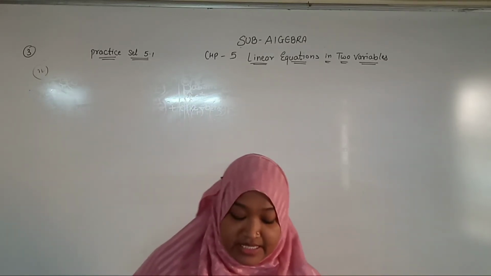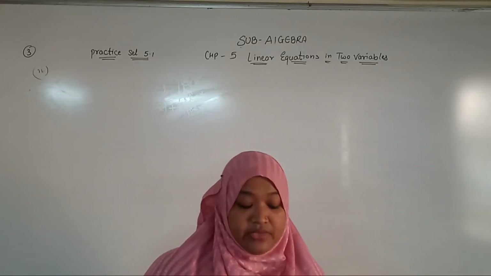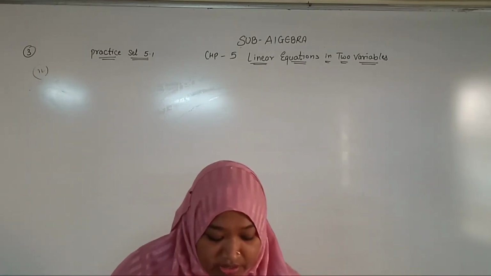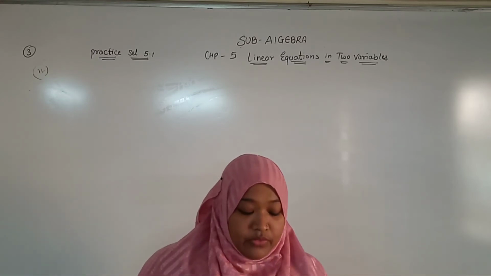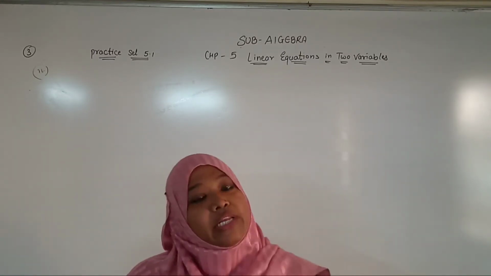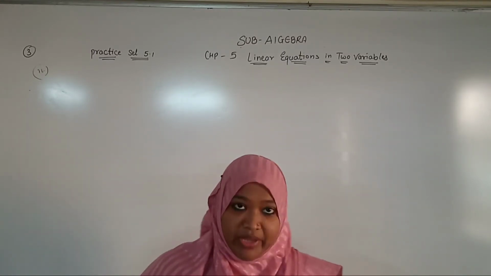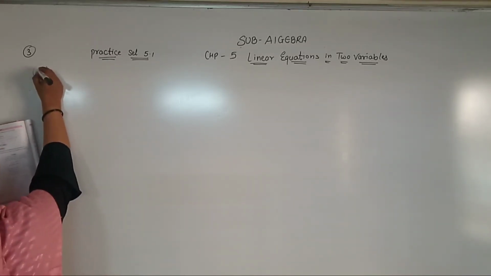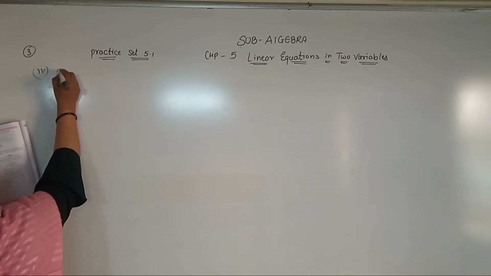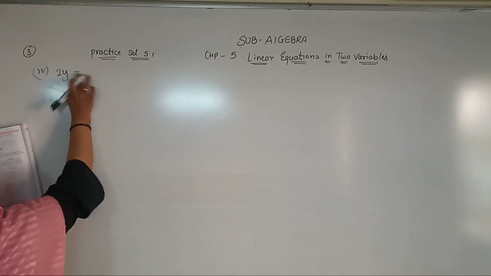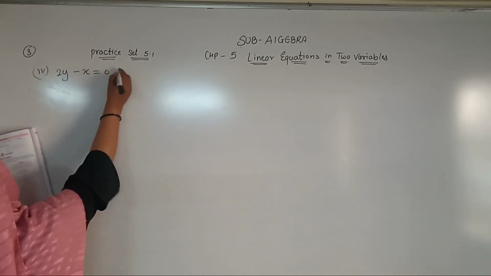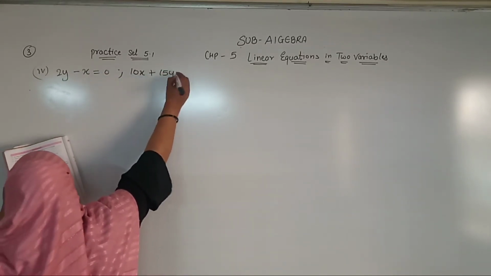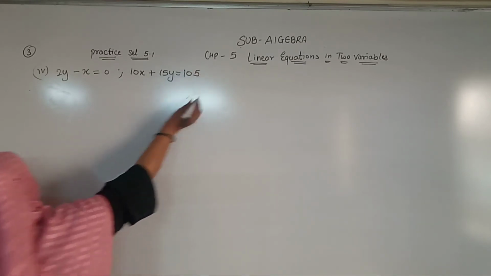2y minus x equals 0. 10x plus 15y equals 105. So now students, the sequence of equation number 1 is not correct, so we have to make it correct. Okay. First of all, I want to write the equation, see. Question number 4. What is that? 2y minus x equals 0. 10x plus 15y equals 105.